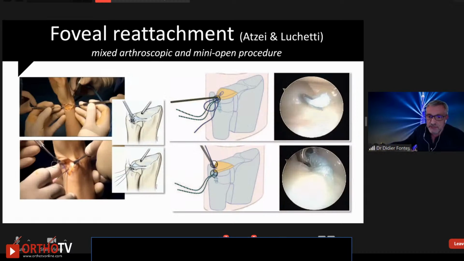They have described the reattachment using little anchors, but you have to do a little open approach. And the other problem is you have a knot inside the articulation, which can be painful and a source of mechanical disorders afterwards.